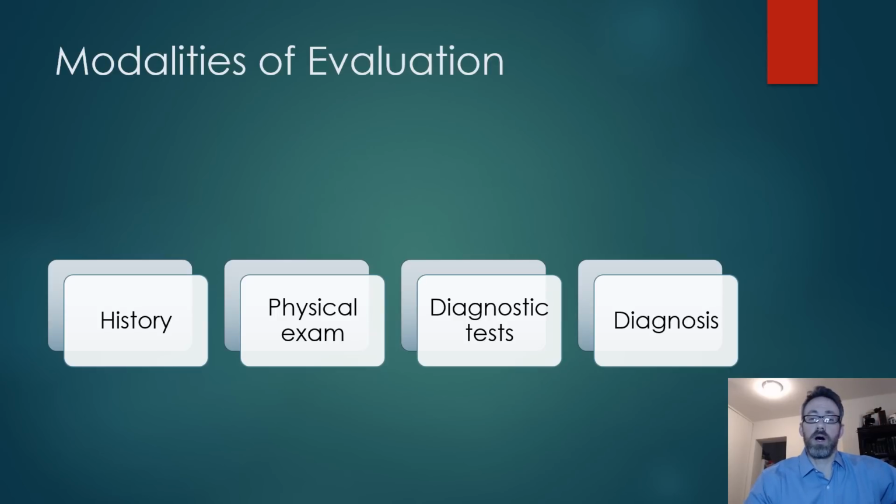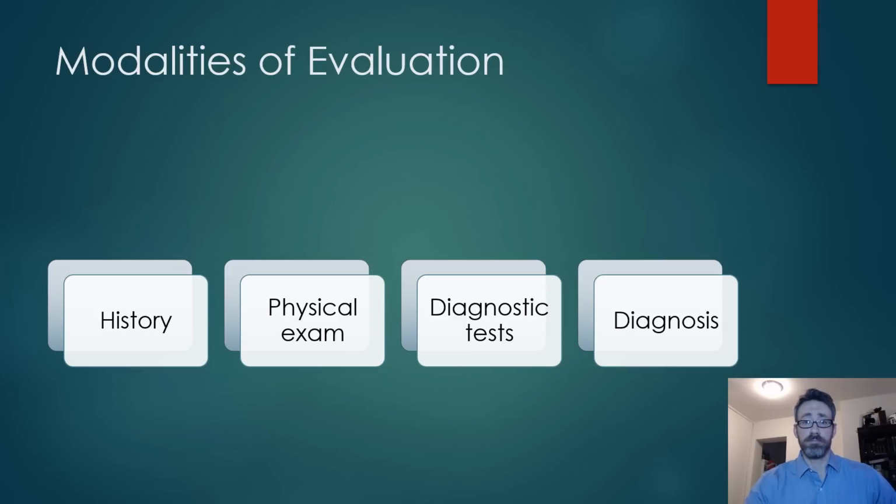All right, so in terms of the modalities of evaluation, we're talking about essentially our approach to the patient now, where we have our history, a physical exam, diagnostic tests, and then hopefully a diagnosis. That's essentially the general pattern we follow, right? We don't jump around. We don't typically get diagnostic tests first and then a physical exam and so on. But there are some cases where we might skip around.